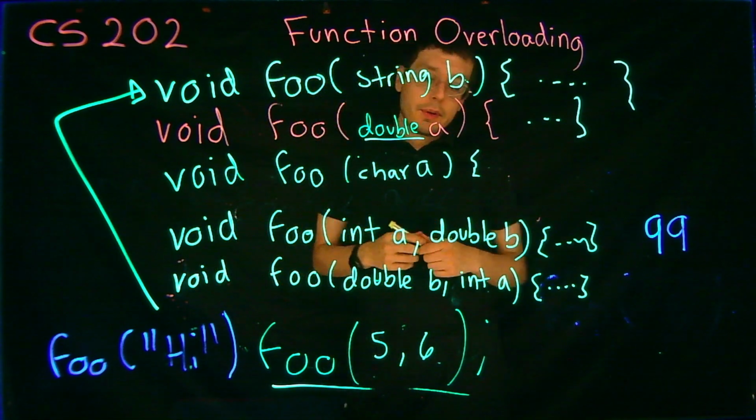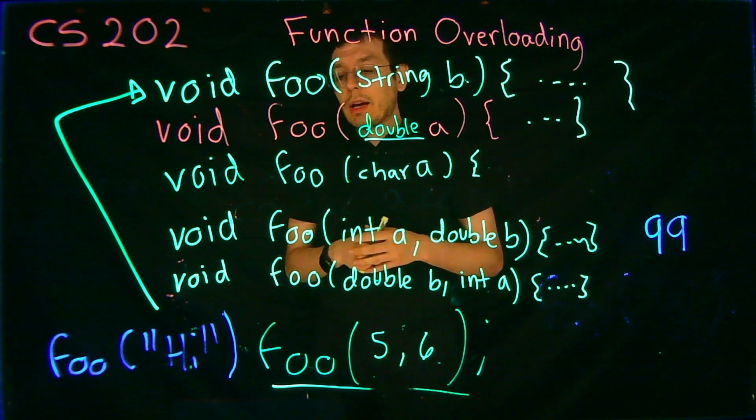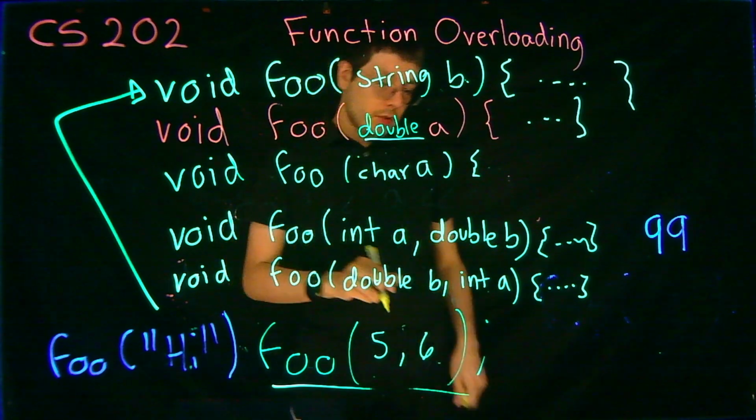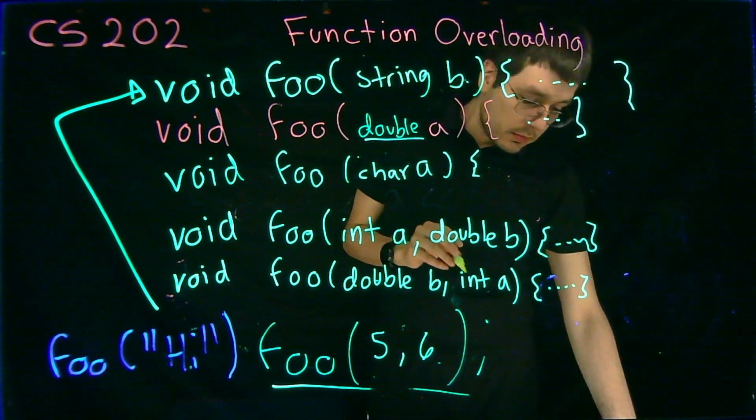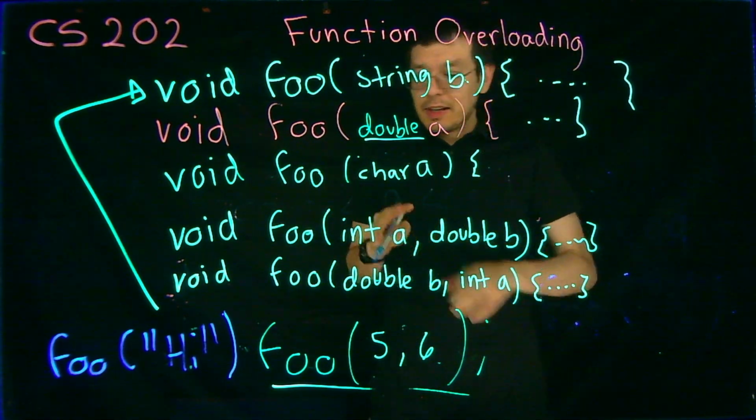So what do I have here? What I have here is the function foo. In one of them I have an integer and a double, and in the other one I have a double and an integer. So what would be a good case scenario of this? Well, let's do some function calls. Let's change some colors. I feel like I'm Bob Ross right now.